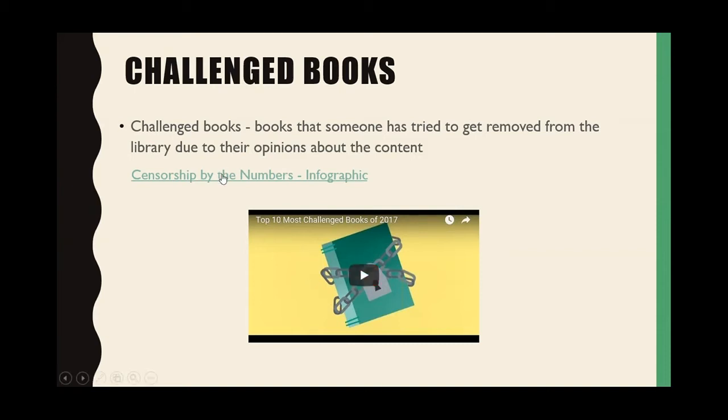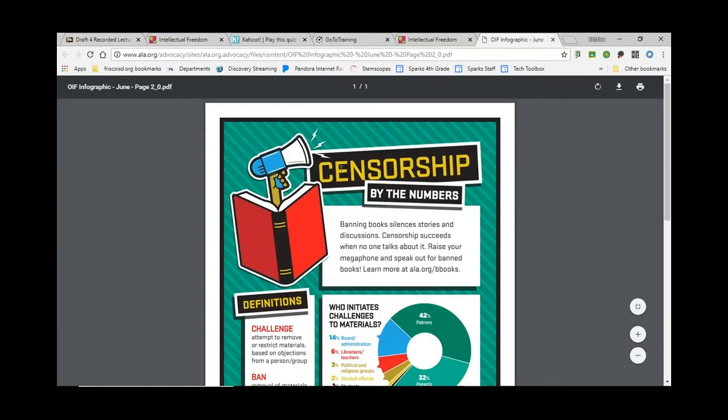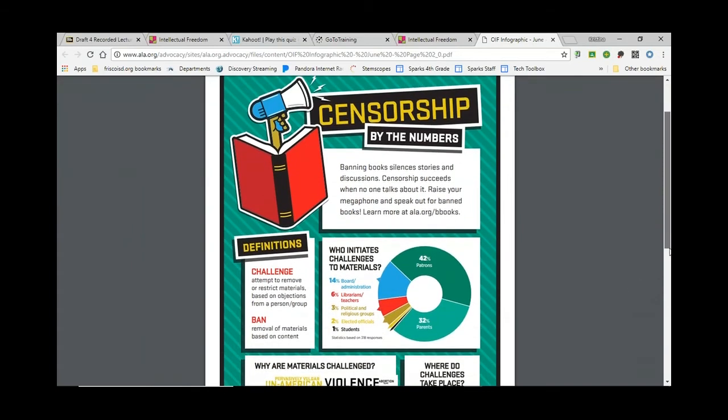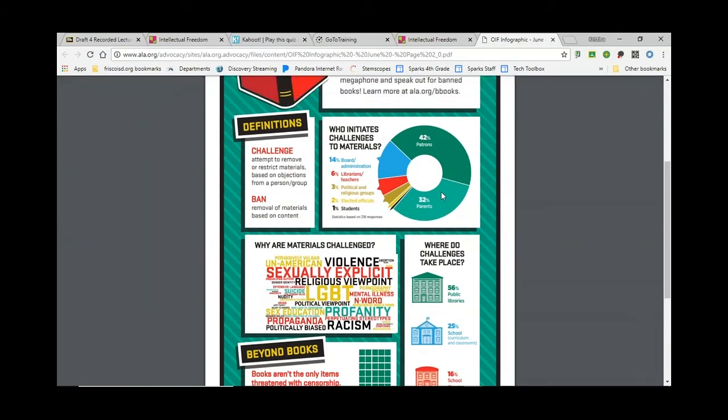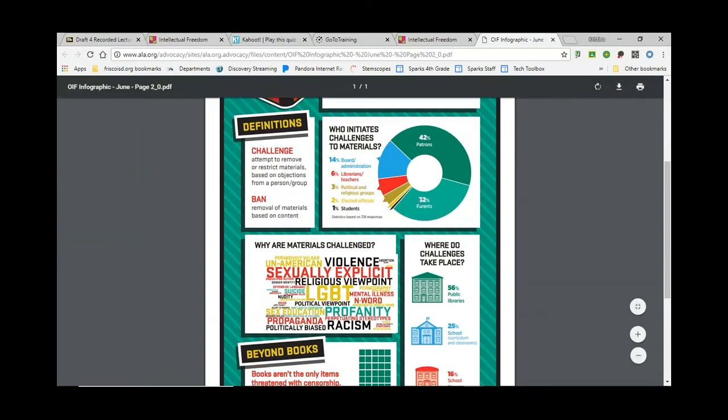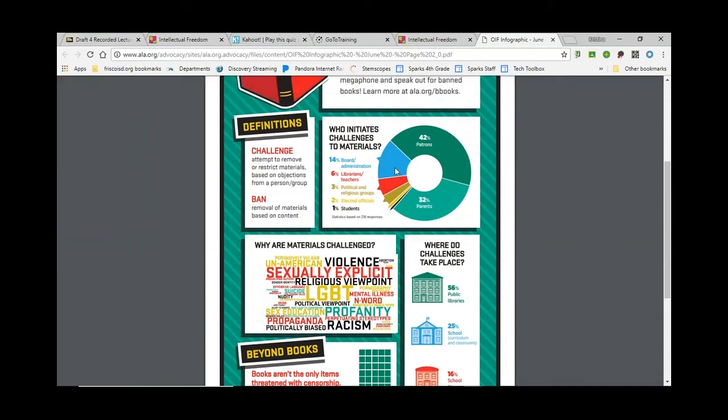And I found this infographic from the ALA that I thought was really interesting, that had all this information and statistics about censorship for 2017. The main thing I thought was interesting was, now this has to do with challenged books in both school and public libraries, so it doesn't just focus on school libraries. I did think it was interesting to see the different number of people involved, that board administration was 14%. I thought that was pretty surprising.